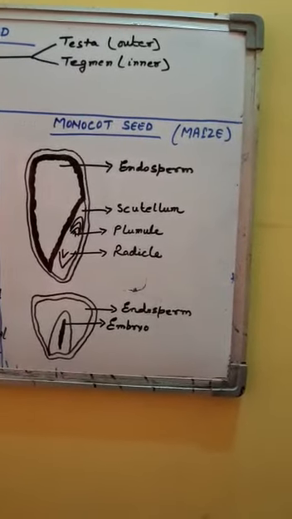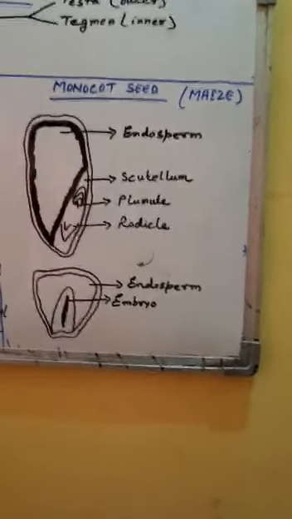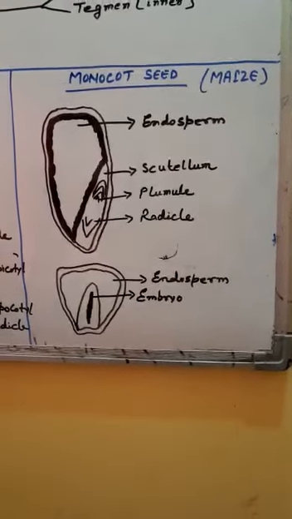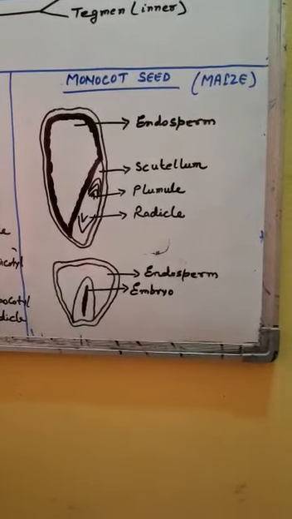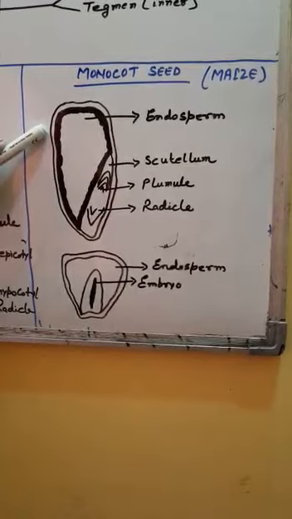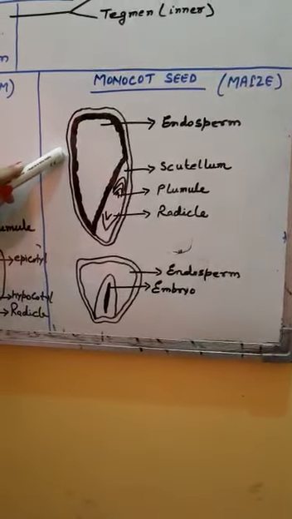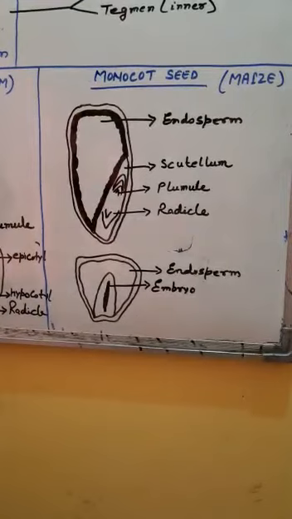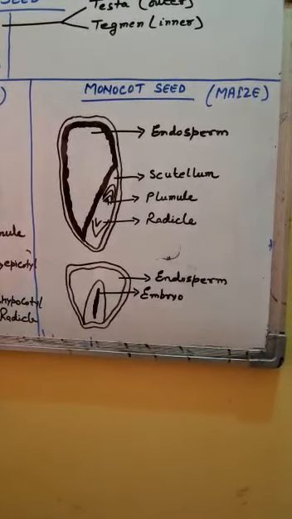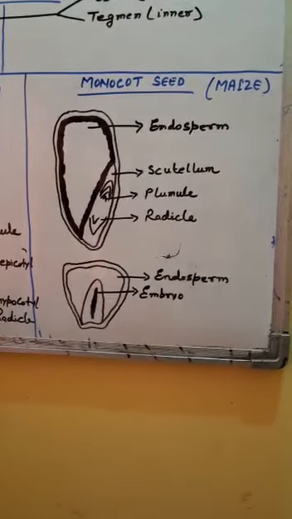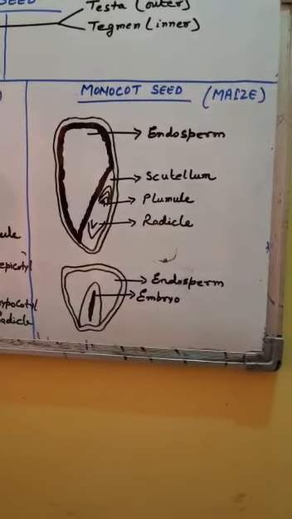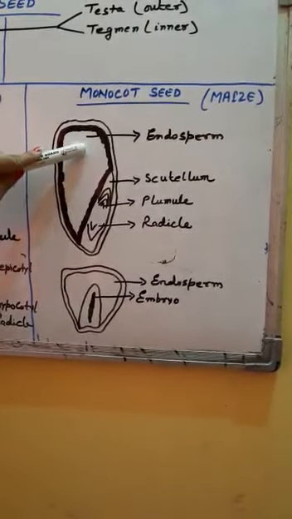As we know, monocots have a single cotyledon. Here we are going to study the maize seed as an example of the monocot seed. Here the seed coat is thin and fused with the fruit wall called pericarp. It is the characteristic feature of the fruit of cereals, and generally of monocots, that the seed coat is generally fused with the fruit wall. The endosperm is more in amount.